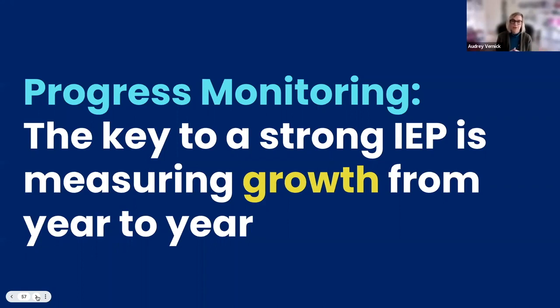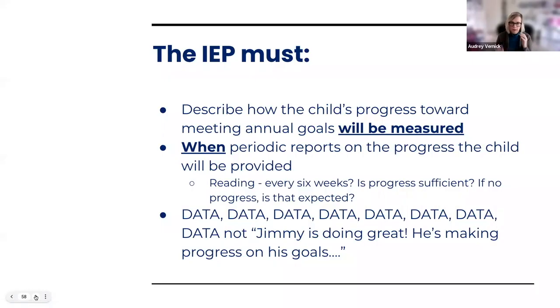You want to talk to an advocate, right? But this is key to determining that the child is making growth from year to year, right? The law says a single data point is not sufficient. So you have to make sure that you're looking at progress in detail. So let's talk about what that would look like.